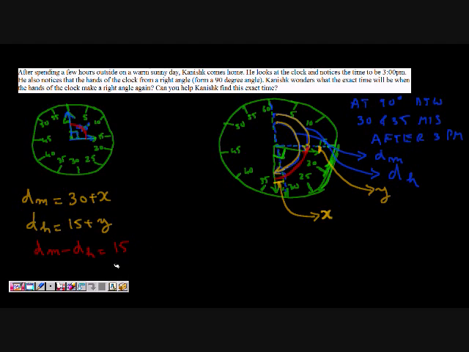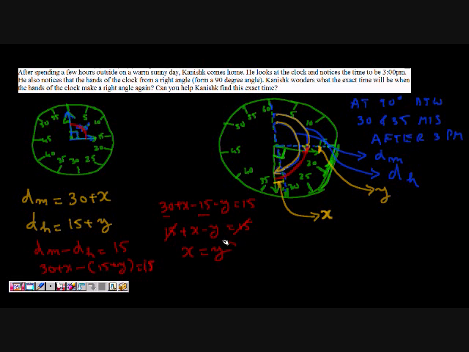So dm minus dh: (30 plus x) minus (15 plus y) is equal to 15. Or in other words, 30 plus x minus 15 minus y is equal to 15. Or 30 minus 15 is 15, plus x minus y, equals 15. These two cancel off. So x is equal to y. So the distance that the minute hand travels past the 30-minute marker is the same distance that the hour hand travels past the 15-minute marker. So this x and y should be the same. Okay.